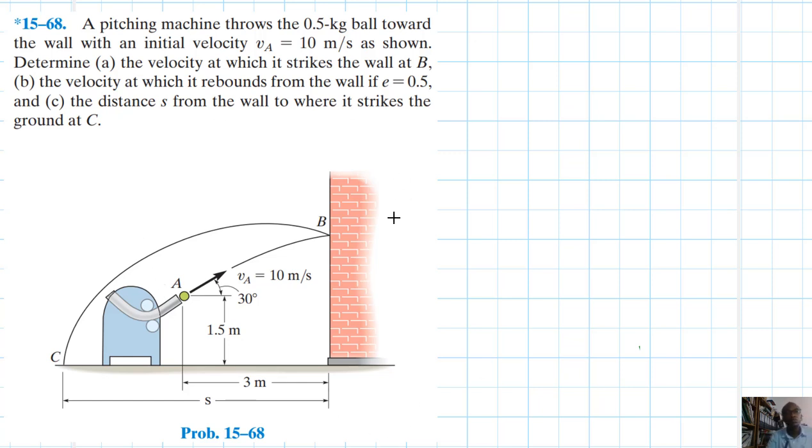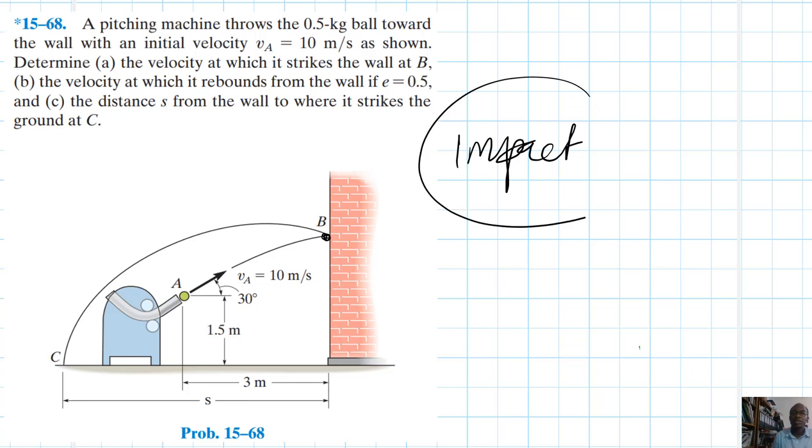Right, so this problem is coming from Engineering Mechanics: Dynamics, 14th edition, by R.C. Hibbeler. We have a ball that is ejected, and the question is to find the velocity just before it strikes the wall. And when it collides with the wall, since we are dealing with impact, I guess we all know what impact is.